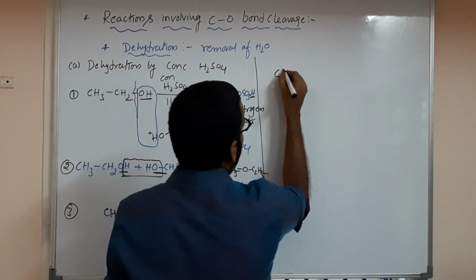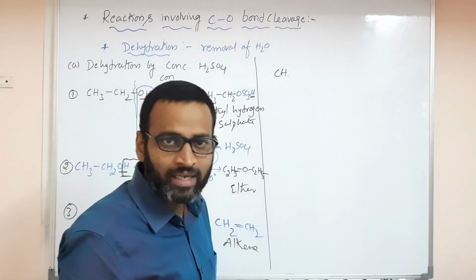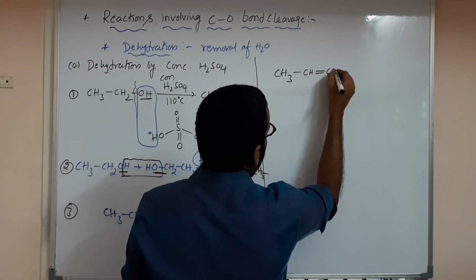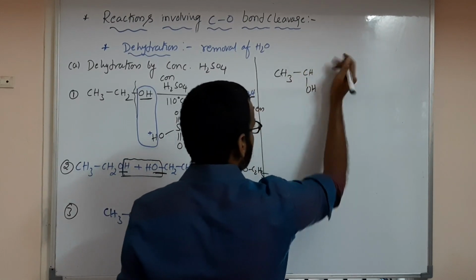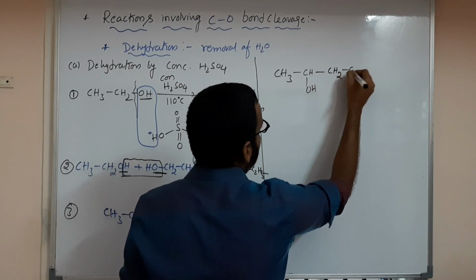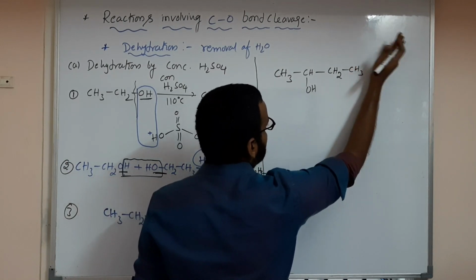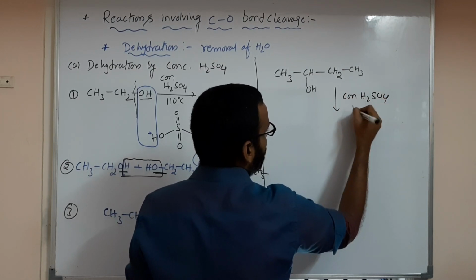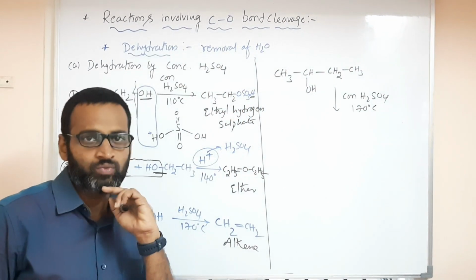But when different number of carbons are there for a double bond, means unsymmetrical alkene if they given, like CH3, CH and OH here you have, and here CH2 CH3 you have. For this I am adding the same. What I am adding, sir? I am adding concentrated H2SO4. I am adding at 170 degrees Celsius. Then we have to follow Saytzeff rule. This is what I am going to say.